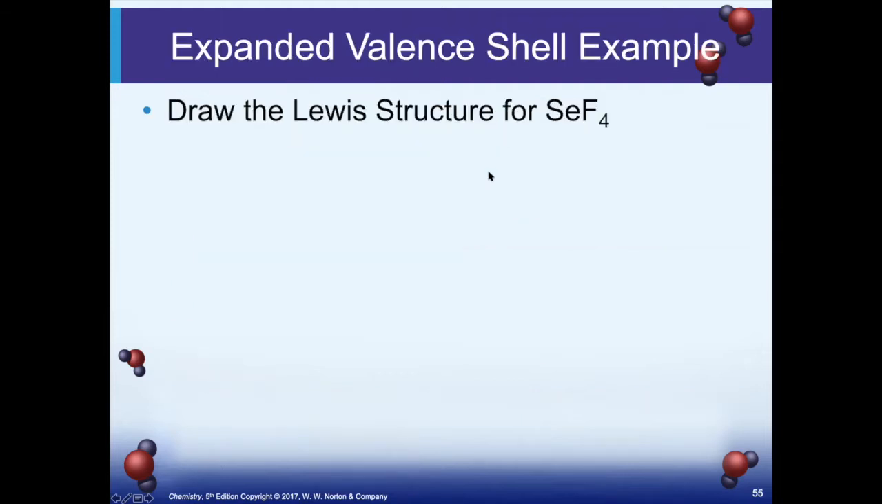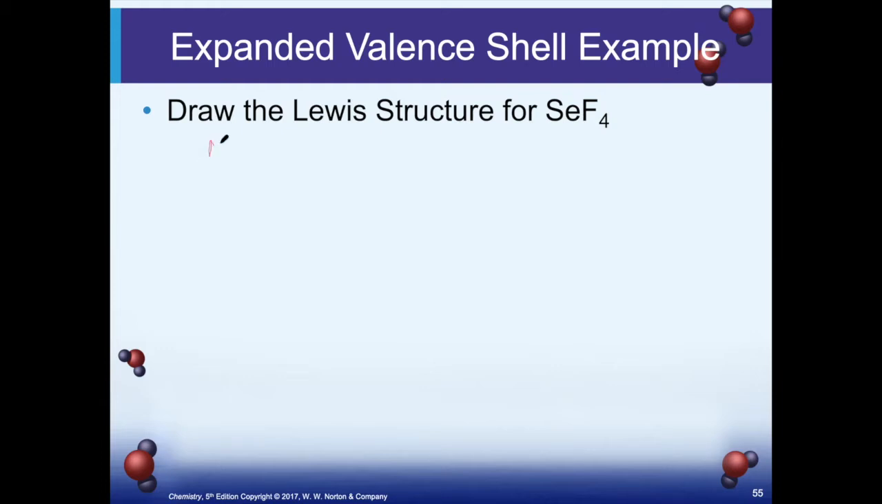So we're going to draw the Lewis structure for selenium tetrafluoride. In this case, we're just going to follow the step-by-step. It's just the same step-by-steps that you've used up to this point. But now we're just not going to care if we go past 8 electrons on the central atom.